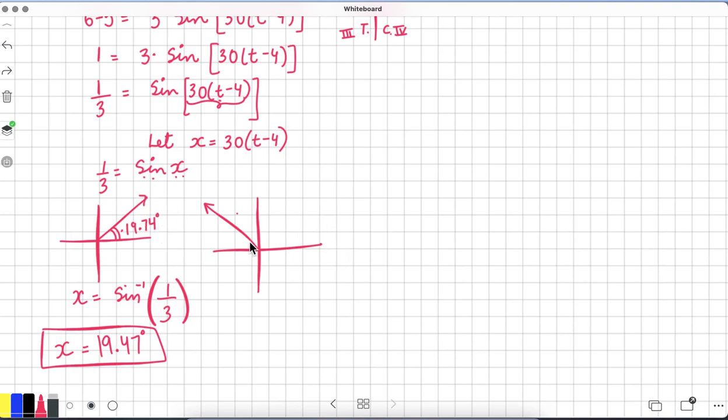What about the other angle here? This angle again is the related acute angle. Why? Because the angle between the x-axis and the terminal arm is going to be a related acute angle, or you can say a reference angle, same thing. So this angle here is going to be 19.47 degrees. But remember, we are finding the angle in the standard position, so we are finding this angle over there, this one.